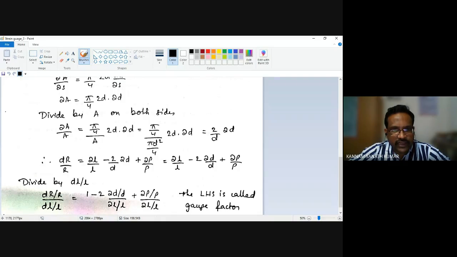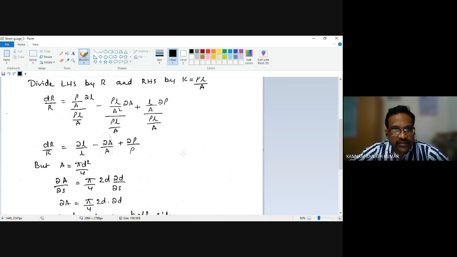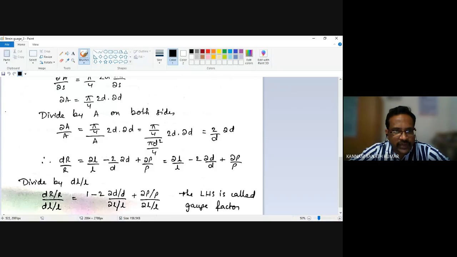So what is A? Pi d square by 4. Pi gets cancelled, 4 gets cancelled, one D gets cancelled. What you are getting is 2 by D dou D. So dou A by A equals 2 by D dou D. Why are we doing this? Because in this equation you want dou A by A, and its value you got as 2 by D into dou D.